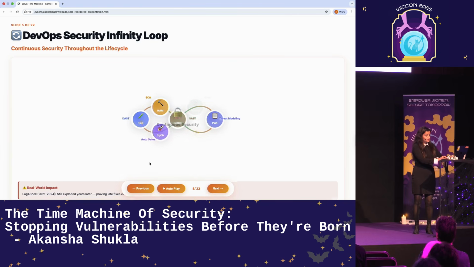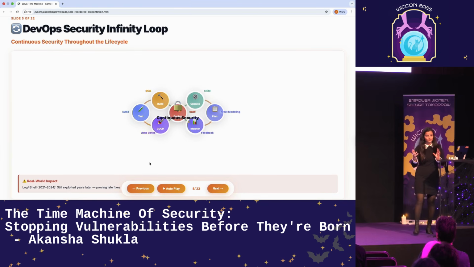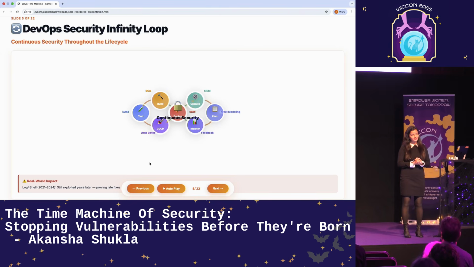Yeah, I was talking about this fancy loop, which is my favorite slide, I would say. I spent almost a week on this, because I wanted you to know that it's not a linear thing. It can't be linear. We say 100% security and all those things, but it can't be linear. It has to be in a loop. It has to feed from every phase, and the outcome has to go to the other phase.